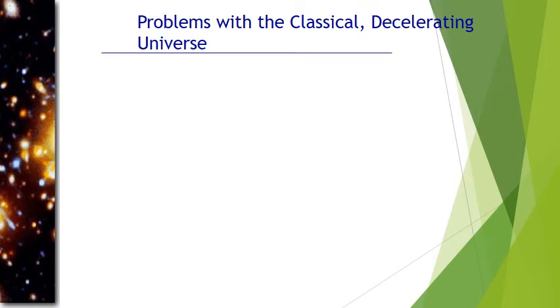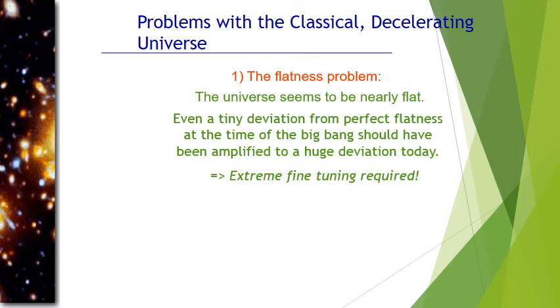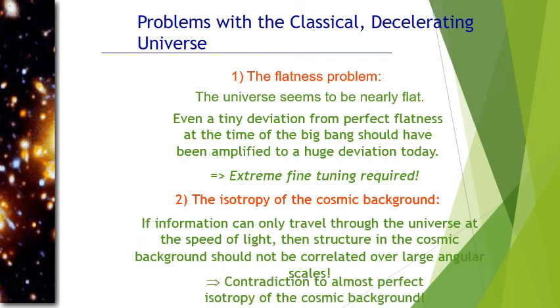So of the different universe geometries, the flat one appears to be the most correct, but there are a couple of problems with the flat universe. There's, first of all, the flatness problem. It seems to be nearly flat, and how did that happen?